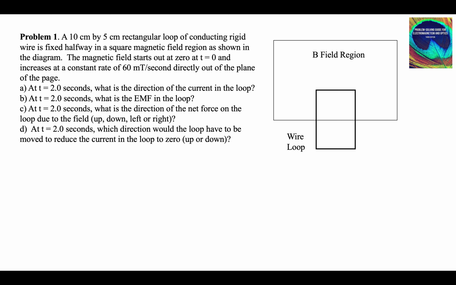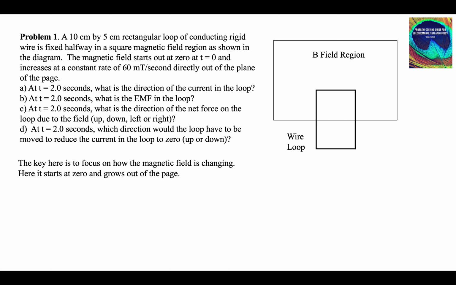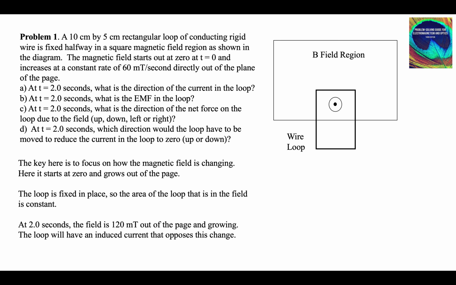Part A: at 2 seconds, what is the direction of the current in the loop? Let's focus on that right now. We've got to get how the magnetic field is changing. It starts at 0 and it grows out of the page. Let's put in a magnetic field indicator. So the field is growing out of the page, coming right at us at 60 millitesla every second. The loop is fixed. The area of the loop in the field is constant. That doesn't change. At 2 seconds, the field is 120 millitesla out of the page and growing.